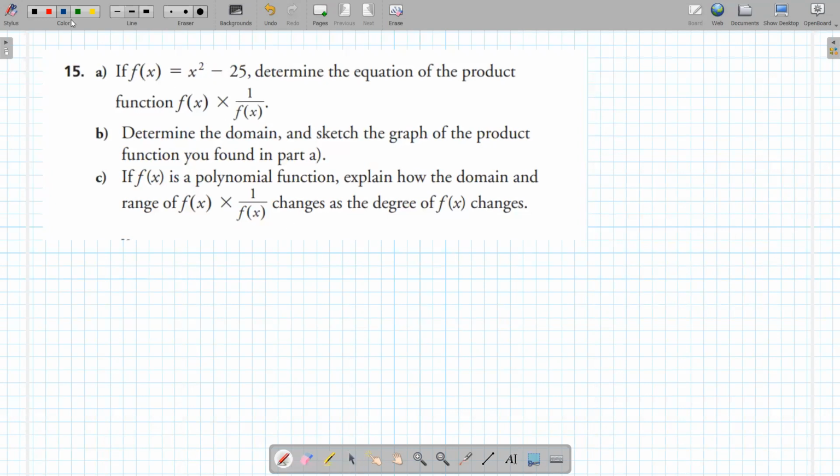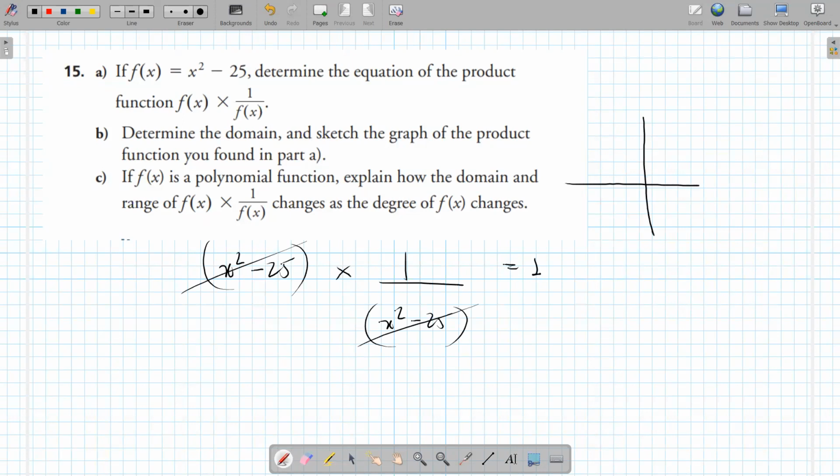This one is weird. It says determine the equation of f of x times 1 over f of x. So there we go. Can we cancel out the x squared minus 25s? Yes, so the entire thing is 1. So y equals 1, again, remember this. Y equals any number is a horizontal line that has a slope of 0. The domain of this horizontal line is x ∈ ℝ.